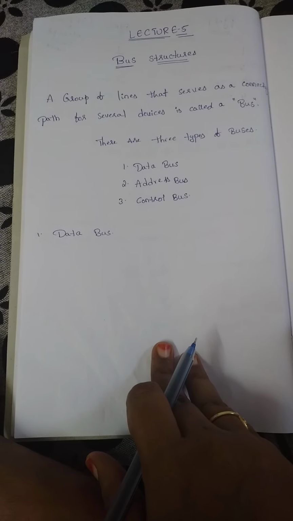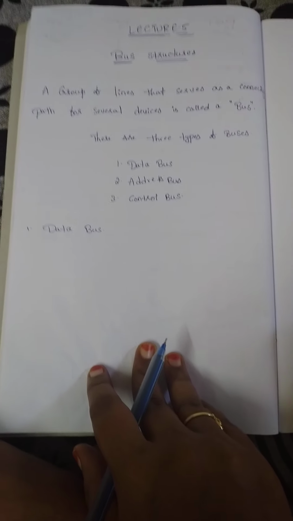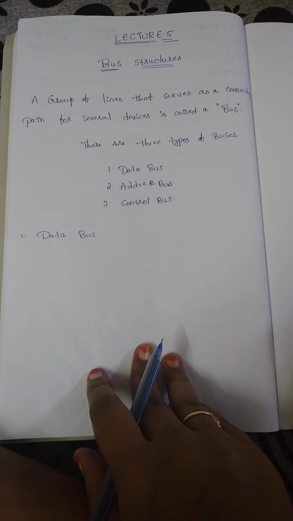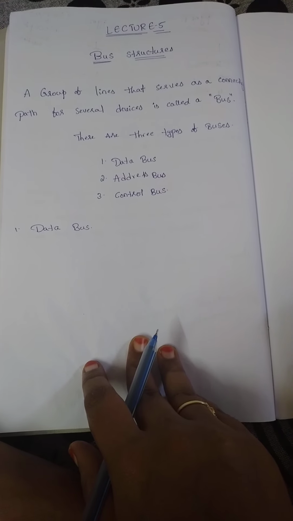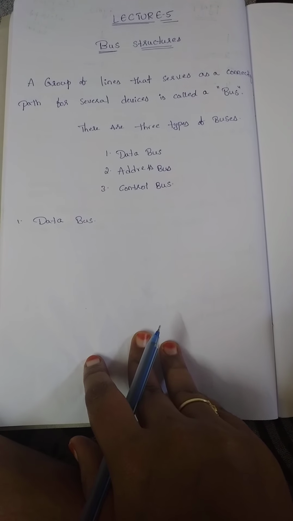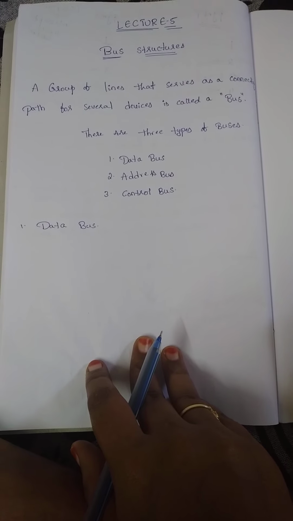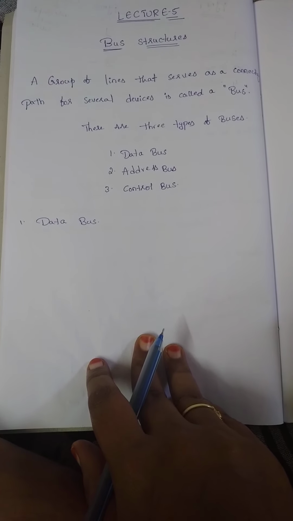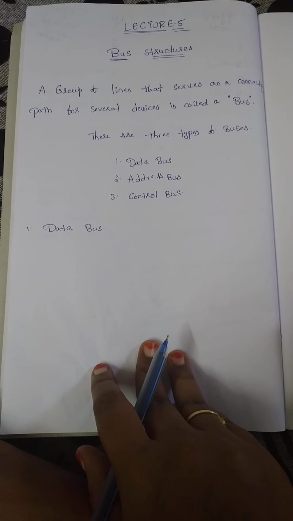Hi friends, in the last lecture we learned about basic operational concepts, that is, how data is transferred between the memory and the processor. In today's lecture we are going to learn about bus structure. So far we have discussed the functional units, the individual parts of a computer that form an operational system. These parts must be connected in some organizational way.